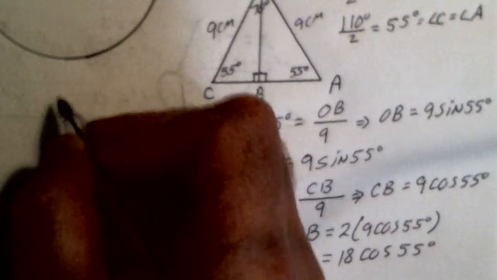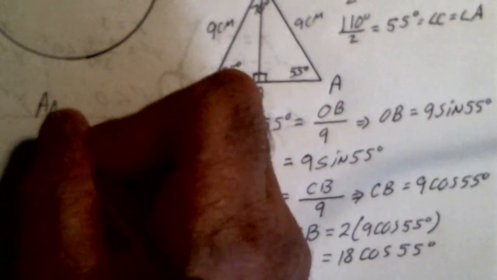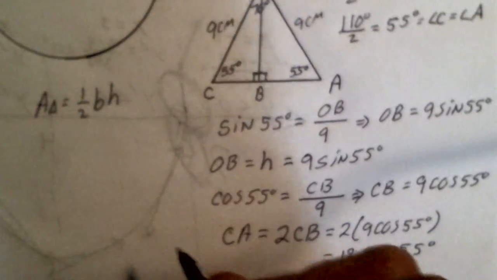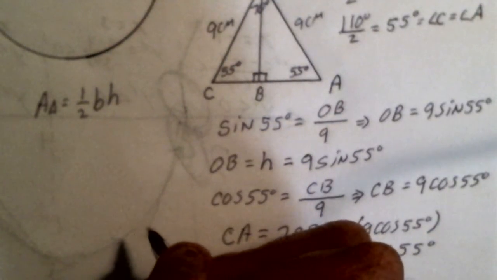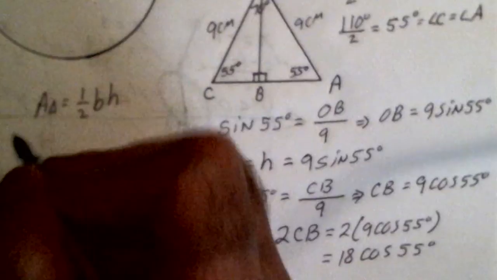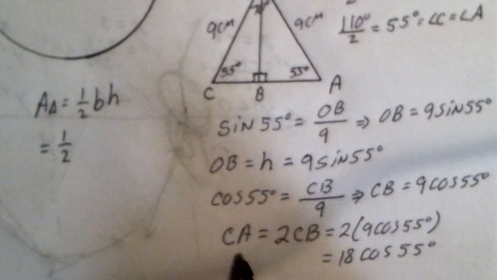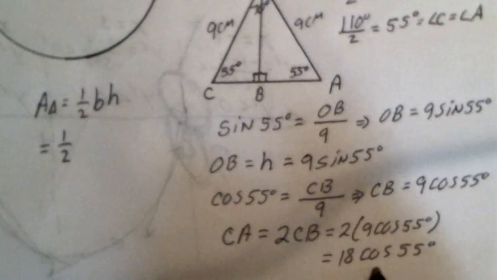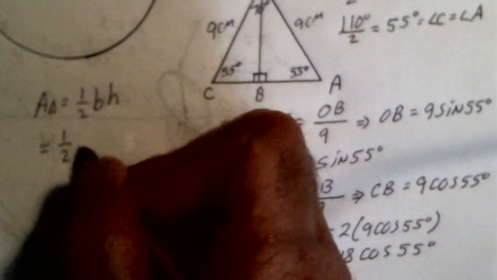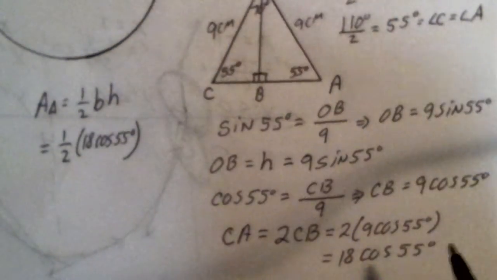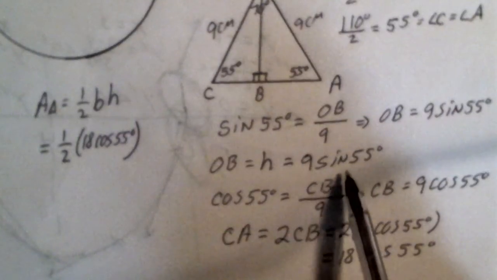Now we can find the area of our triangle, which is 1/2 times the base times the height. So the area of this entire triangle would be 1/2 times its base times the height. The base of this triangle is CA, which is 18 times the cosine of 55 degrees, times the height of this triangle, which is 9 sine 55.